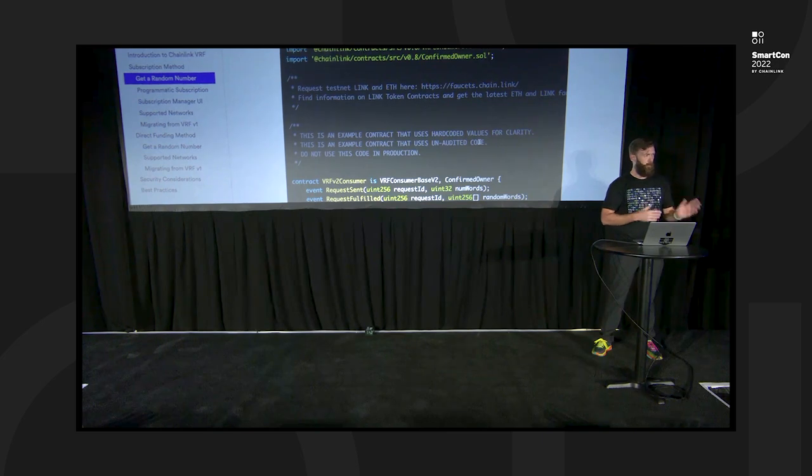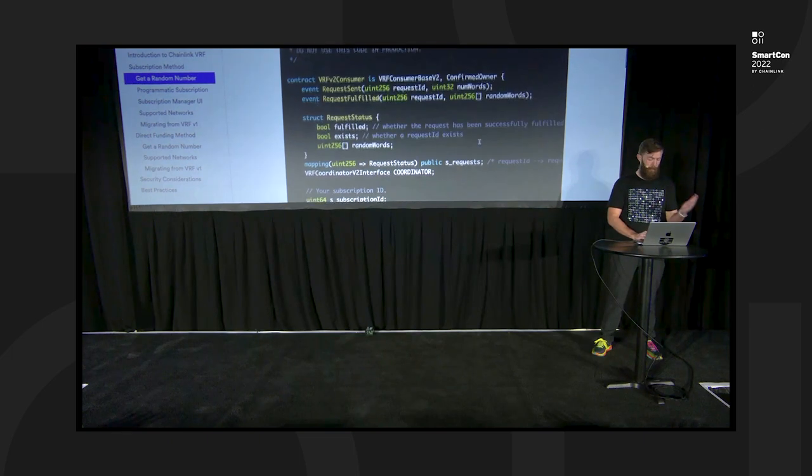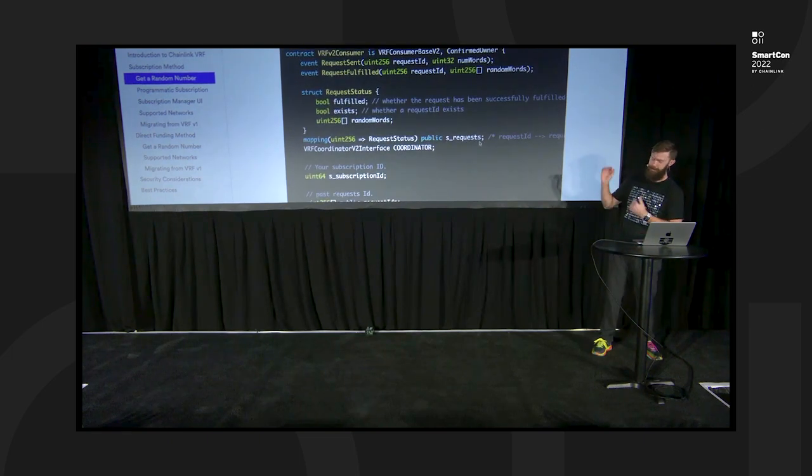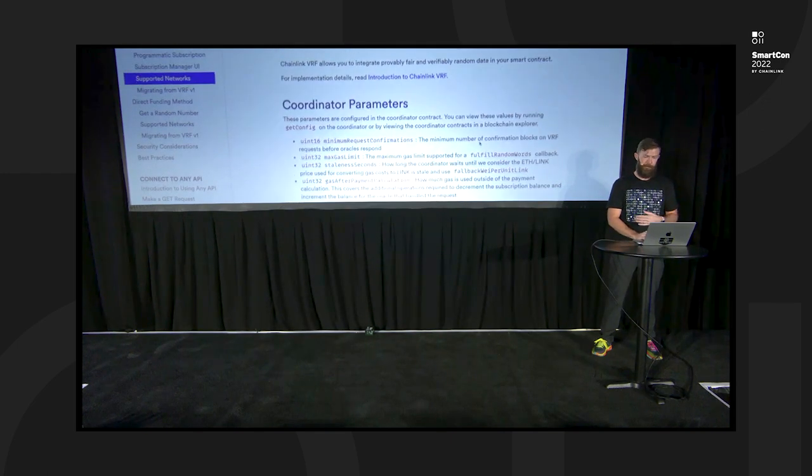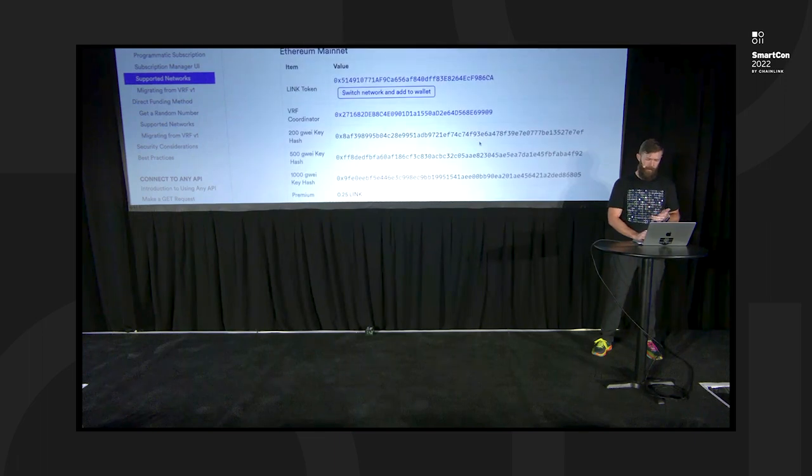Next, we'll be getting a random number using Chainlink VRF, verifiable randomness function. Once again, we will be copying essentially this exact example contract into our contract, and I'll walk you through what all this stuff is doing. And remember, different networks, different addresses. So supported networks for VRF are here, along with the different addresses for those as well.